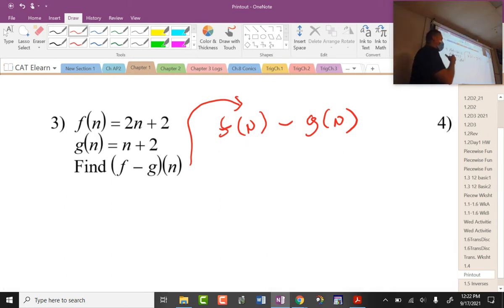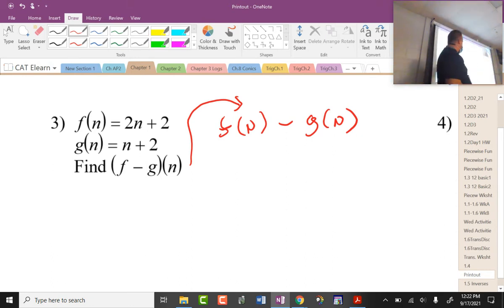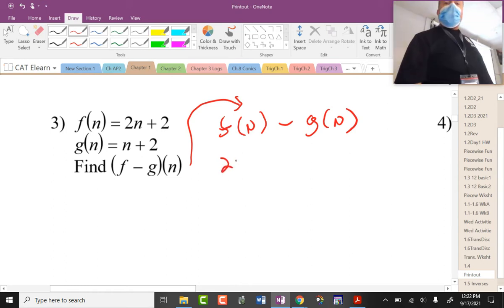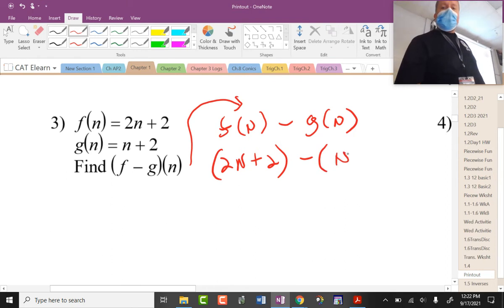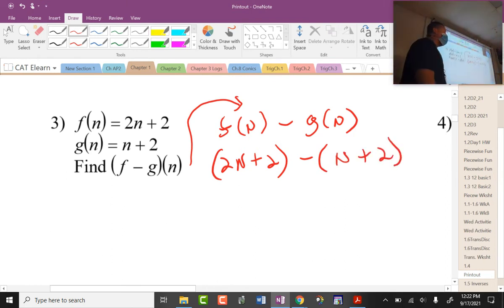So what that means is f of n minus g of n. So that's part of the process of understanding the notation. f of n is 2n plus 2. So I replace f of n with its value in this particular number, minus g of n, its value is n plus 2. Do these parentheses have meaning? Yes or no? 3, 2, 1.